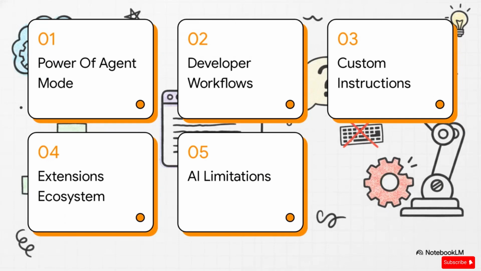Here is our game plan. We've got 5 sections covering a complete professional arc. 1. The power of agent mode. 2. Advanced developer workflows. 3. Global custom instructions. 4. The Copilot Extensions ecosystem. And finally, 5. AI limitations and guardrails.